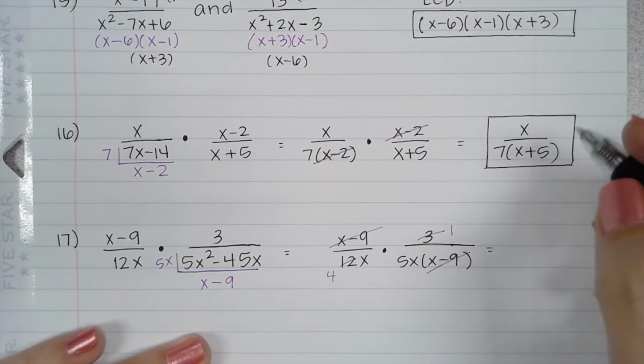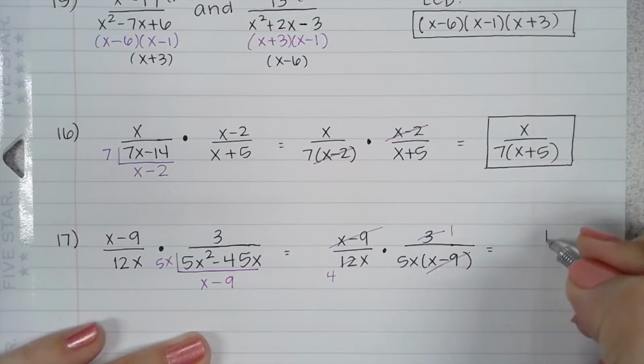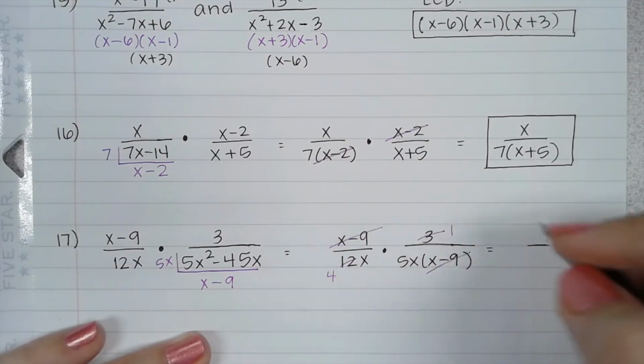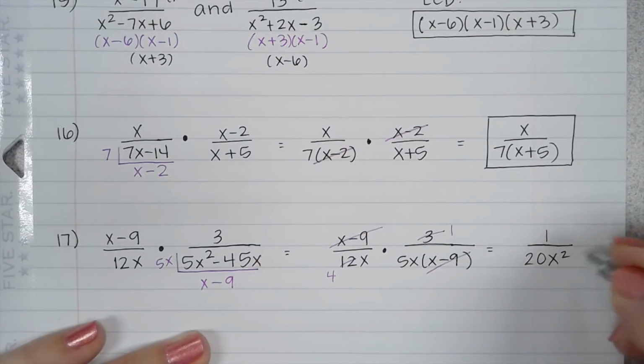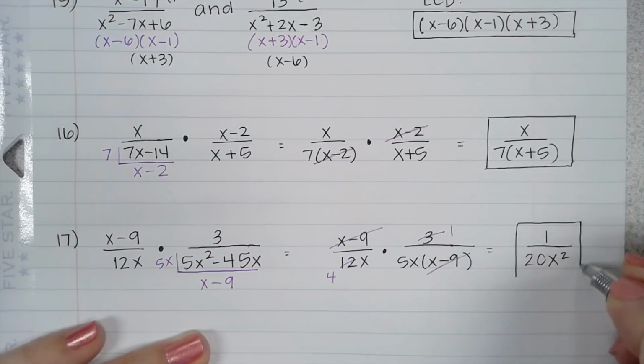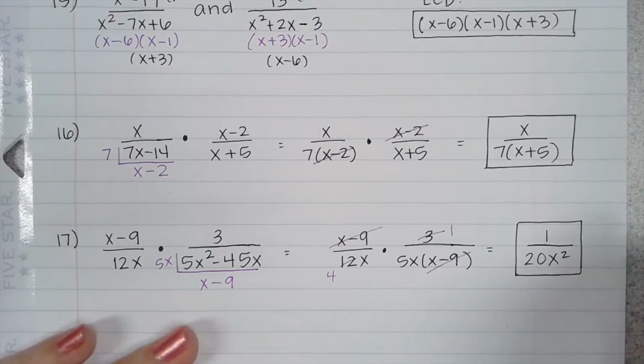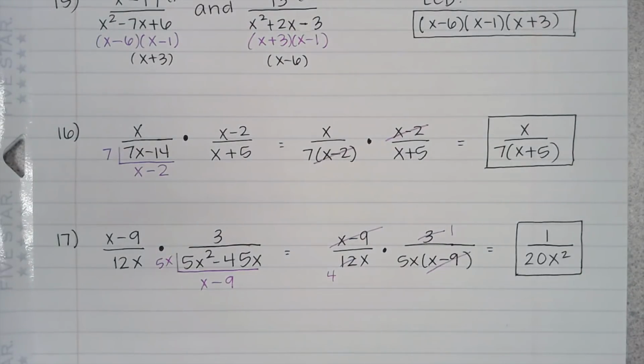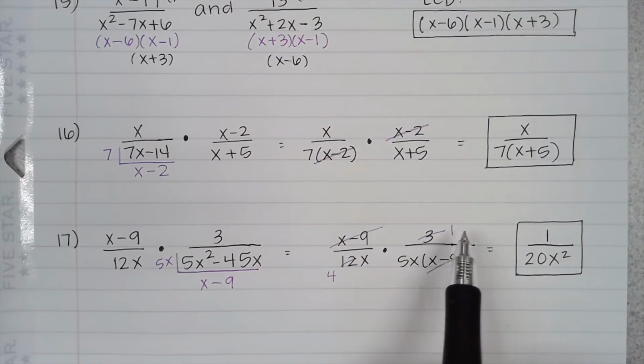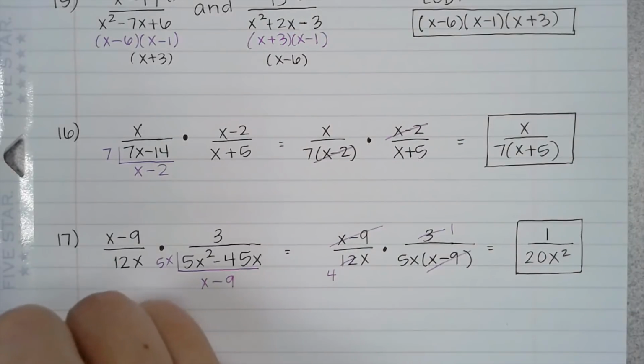When you're finished on this one, you have nothing left on the top, so there's just a 1 left in the top. Don't forget that 1. 4 times 5 is 20, and x times x is x squared. So this one gives me 1 over 20x squared. If the 1 that you have left over is in the bottom of your fraction, you can choose to omit writing the 1. But if the 1 that you have is in the top of your fraction, if everything crosses out in the top, you do want to make sure that you put a 1 up there.